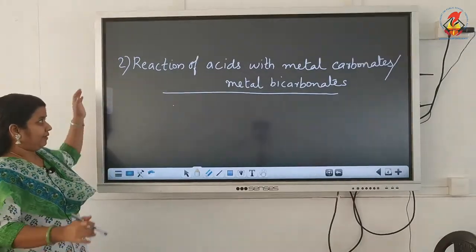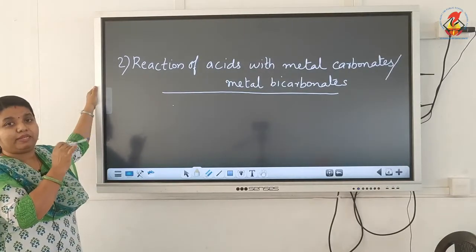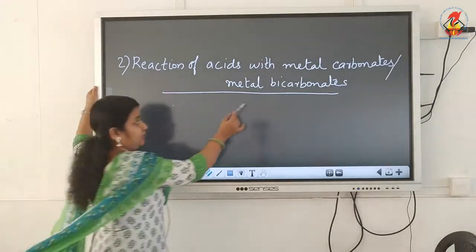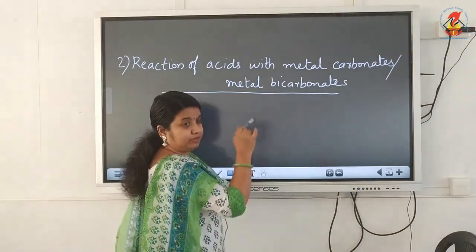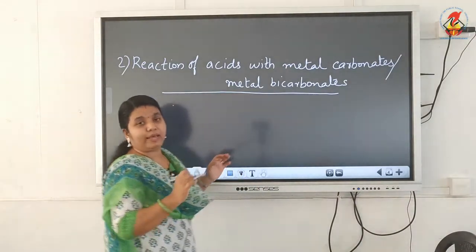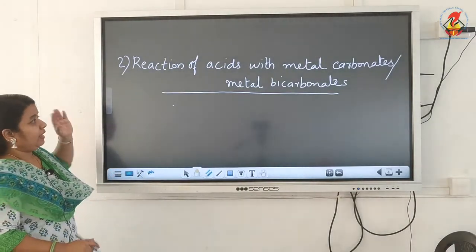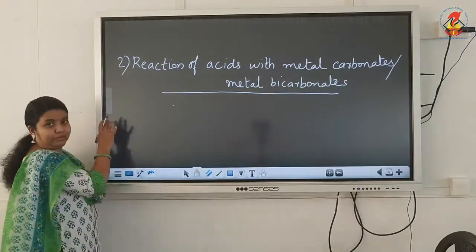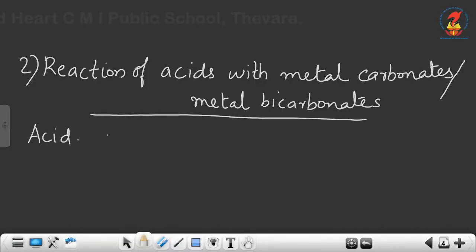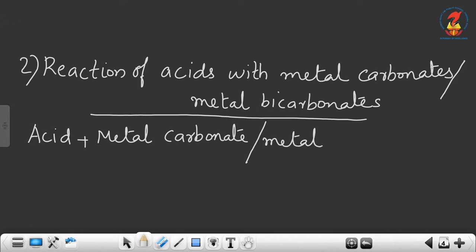Okay. So this is the second reaction: reaction of acids with metal carbonates and metal bicarbonates. Instead of bicarbonate, in the question sometimes it will be metal hydrogen carbonate. How acids react with metal carbonate and metal hydrogen carbonate. So the general equation I will write on the board first: acid plus metal carbonate, or metal hydrogen carbonate. We get the same product for either. Whatever you are taking, the product will be the same. The difference will be only in the balancing part.